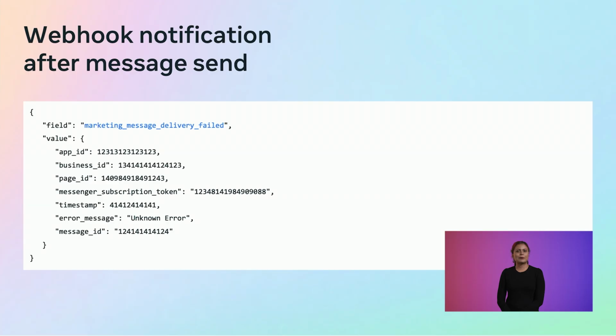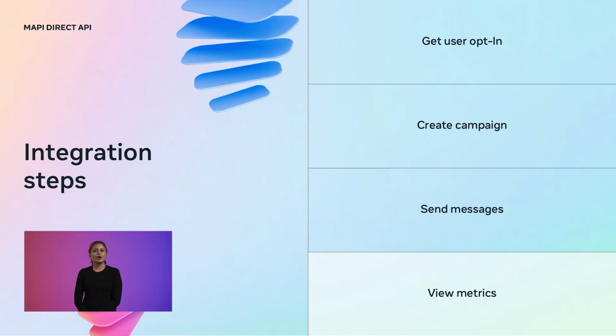There is another webhook, marketing message delivery failed, which confirms there is no issue when delivering the marketing message. When a marketing message fails to be delivered from a page to a user, a notification is sent to apps subscribed to the marketing message delivery failed event for that page. Voila! We have now covered how to send Messenger marketing messages. Let's go to the last part, which is viewing metrics.